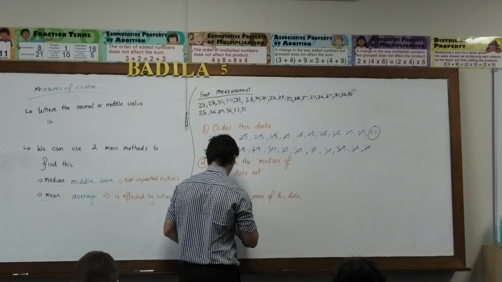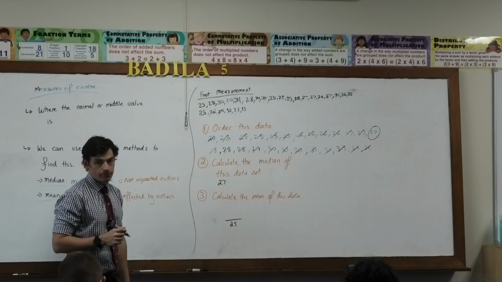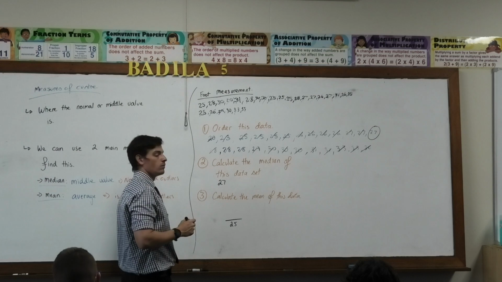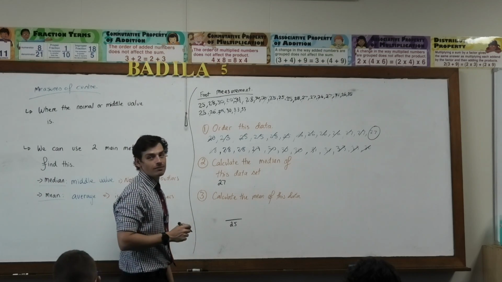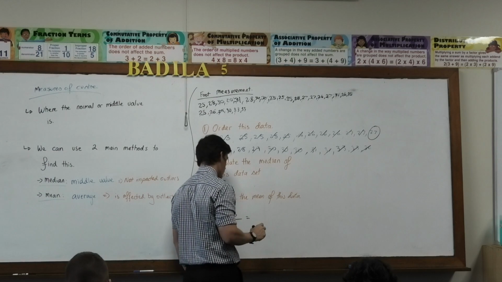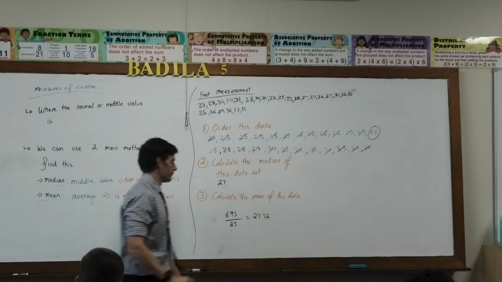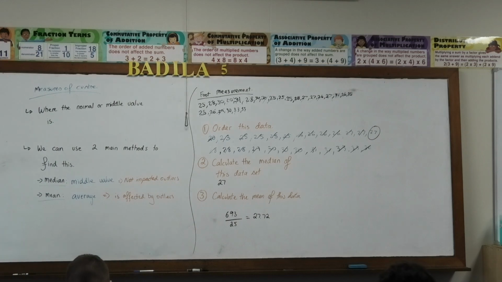Yeah. So it should be something divided by 25, shouldn't it? Yeah, I did it wrong. 693 divided by 25, which equals? 27.72. 27.72, correct? That is correct.